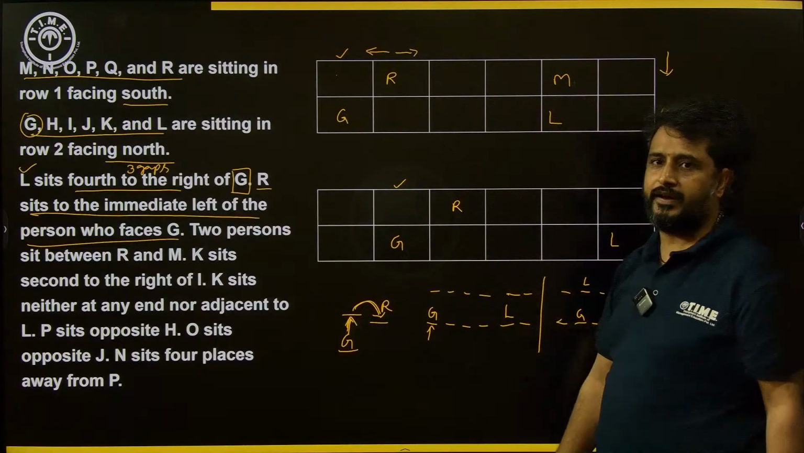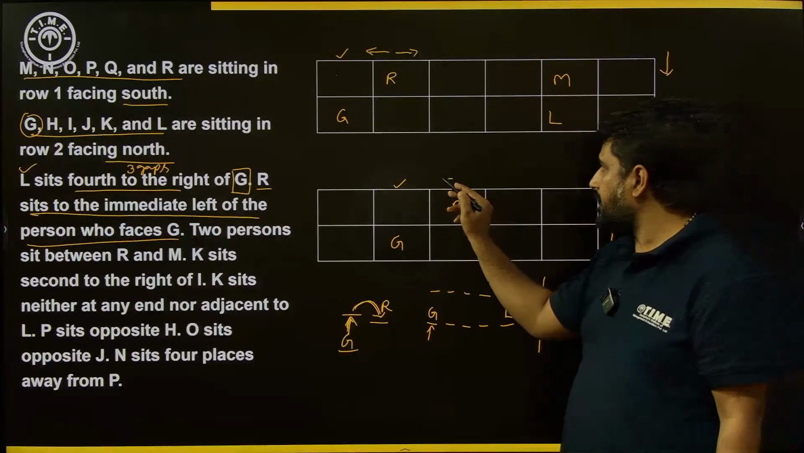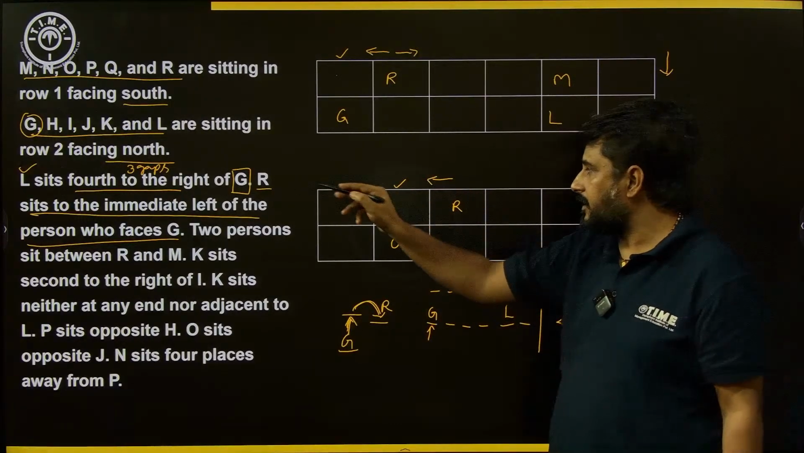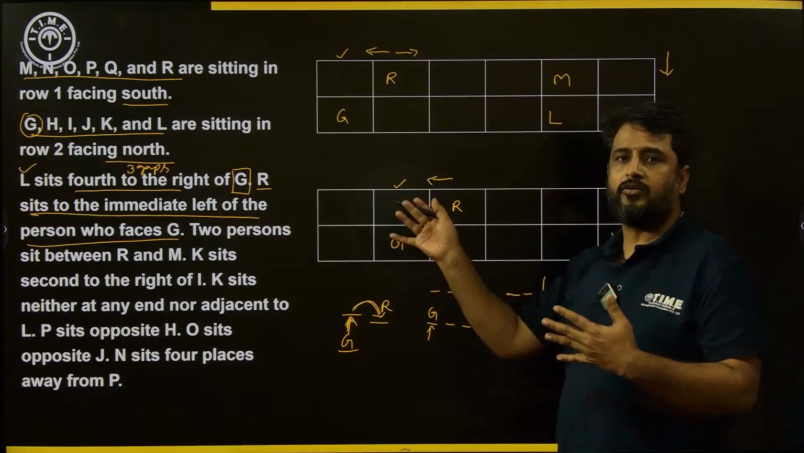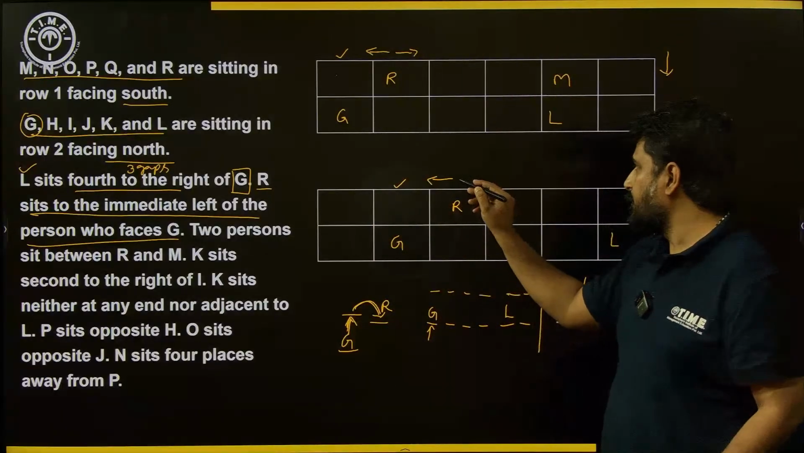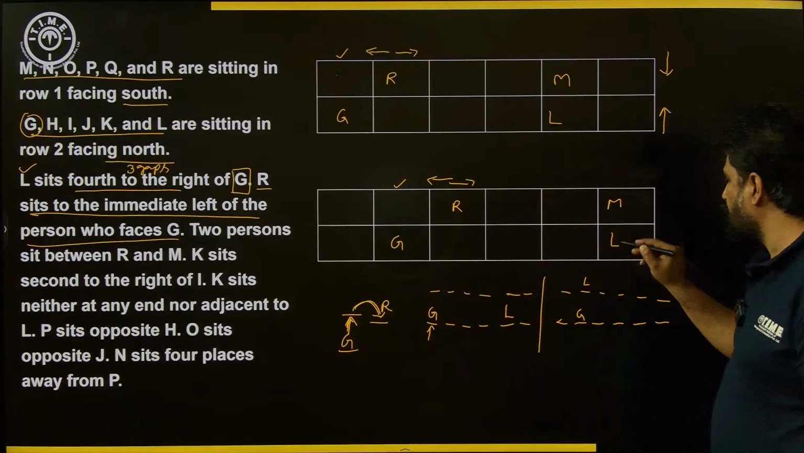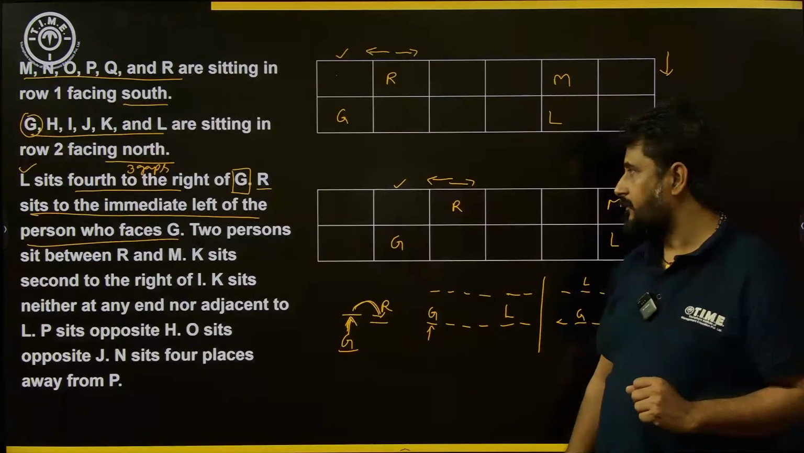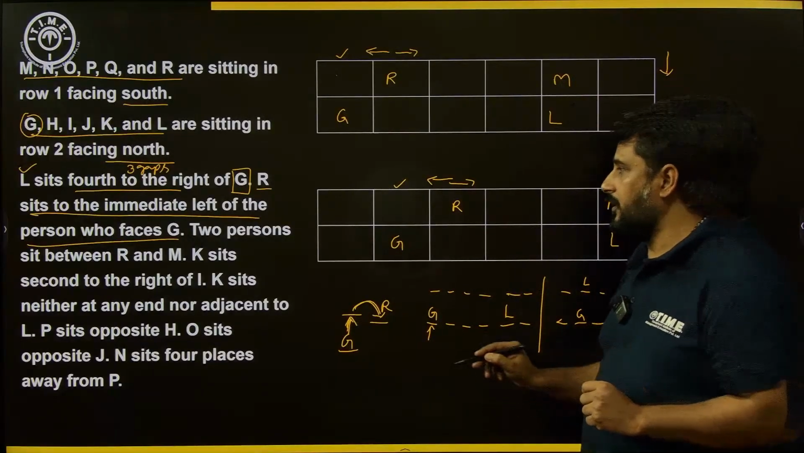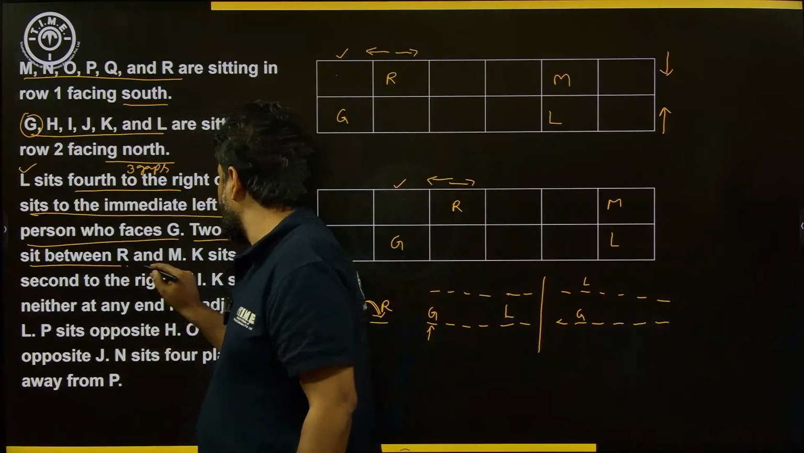L sits opposite M in case 1. Now in case 2, can I take the right side of R, two gaps, and can I place the M? Two gaps I can take, but M cannot be taken because it goes out of the arrangement. So it must be to the left side. Two gaps and M will be here. L sits opposite to M. In both the cases, L sits opposite to M. So we are done with this information, two persons sit between R and M.